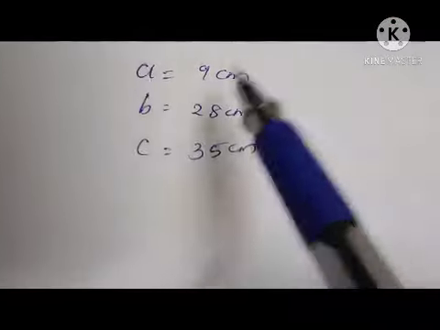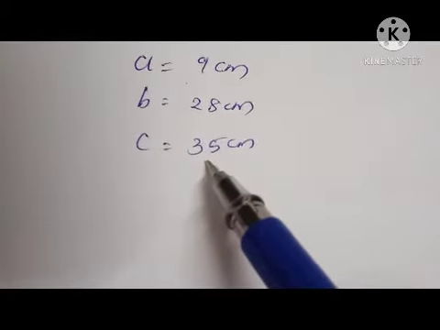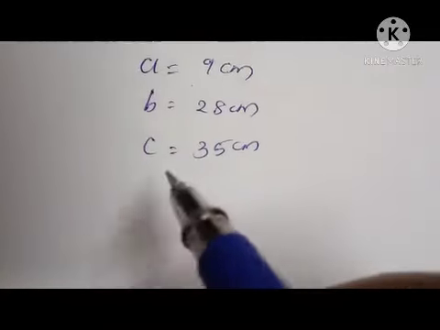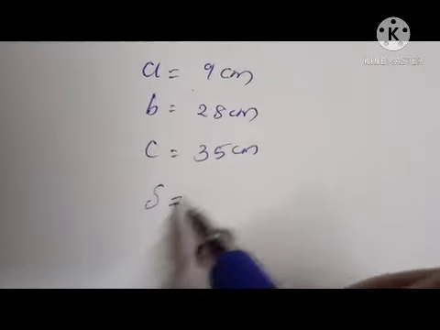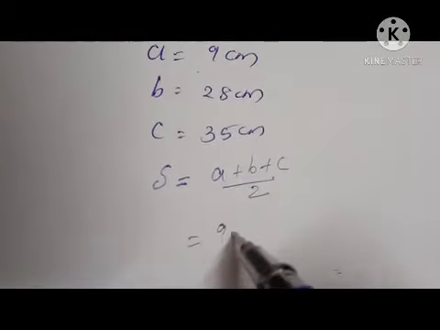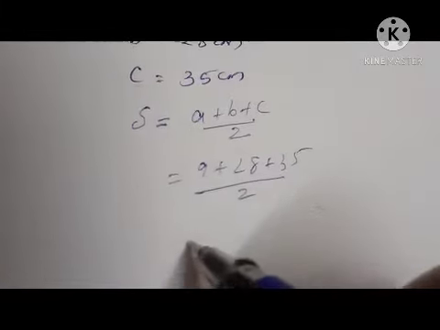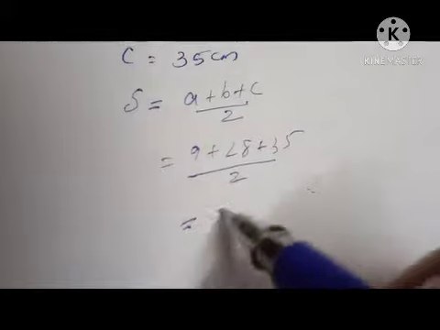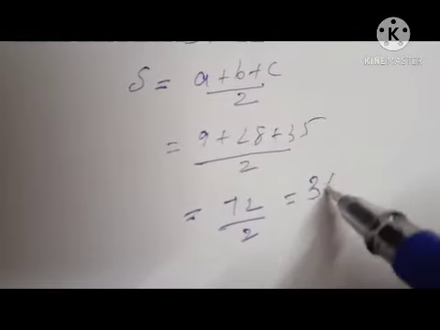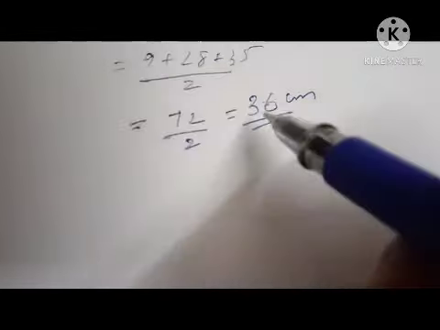The measures of the tile are given as 9 cm, 28 cm, 35 cm. So we can take that as a, b and c. Then we have to find the semi-perimeter, that is a plus b plus c by 2. That is equal to 9 plus 28 plus 35 by 2, equal to 72 by 2, that is equal to 36. 36 centimeter is the semi-perimeter, right?